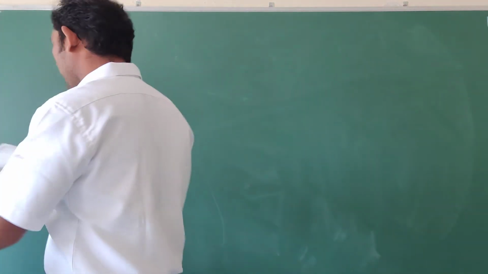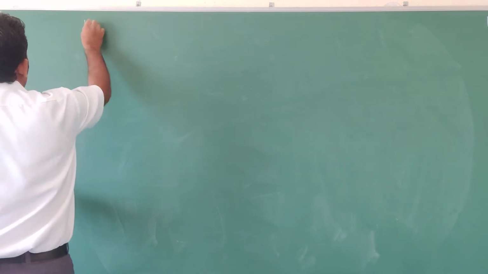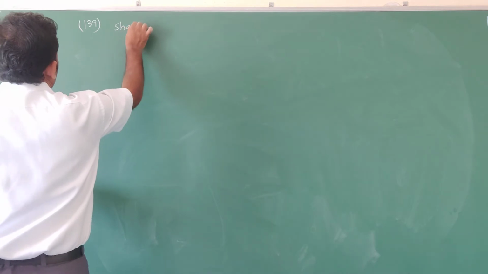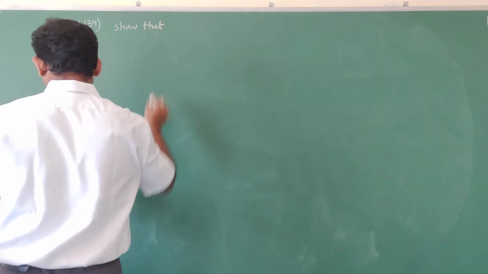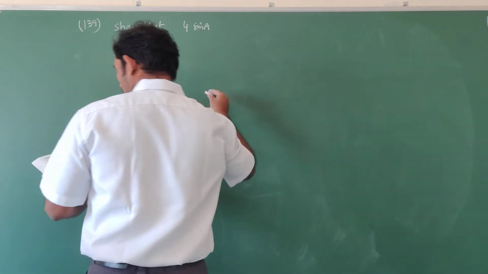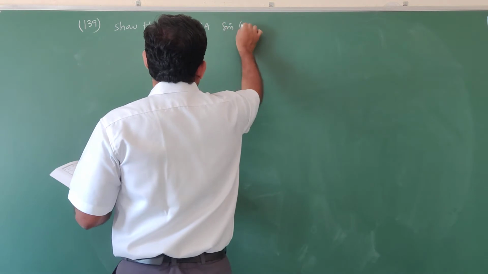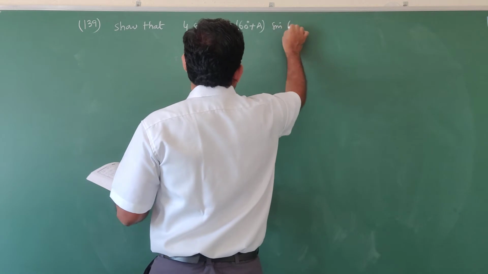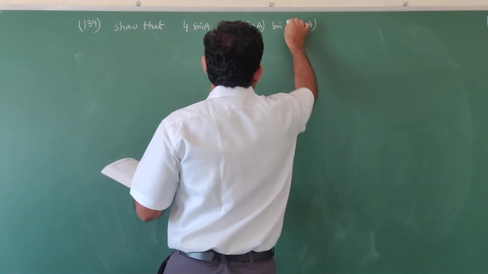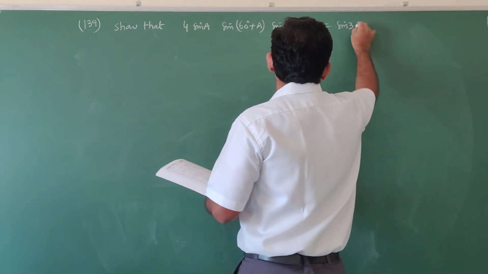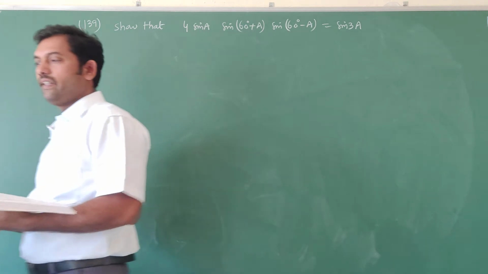Right, next one. Question number 139. Show that 4 sin A sin 60 degrees plus A sin 60 degrees minus A is equal to sin 3A.